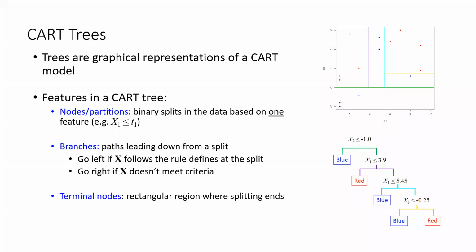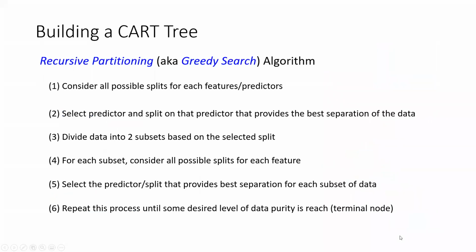Within the tree, the binary splits that we're looking at are what are referred to as nodes. The branches lead down from the splits, and terminal nodes are anywhere where we're making a prediction. So these things down here that say blue or red are terminal nodes.